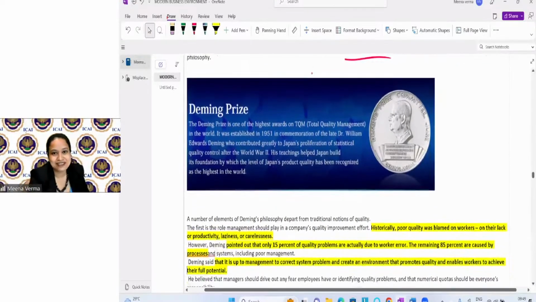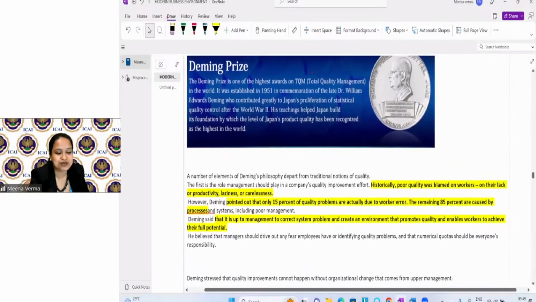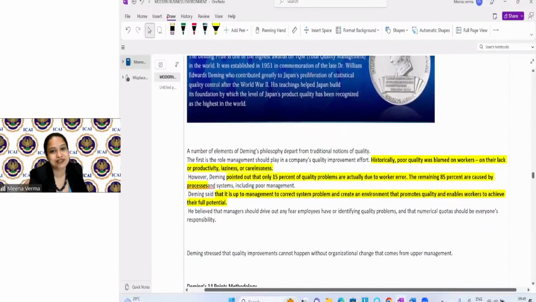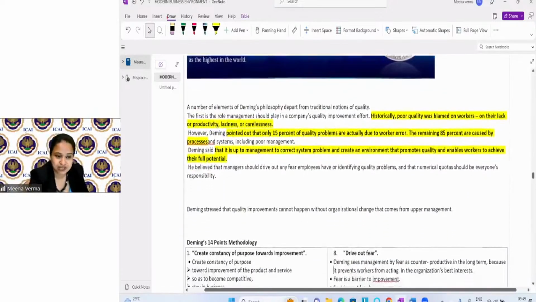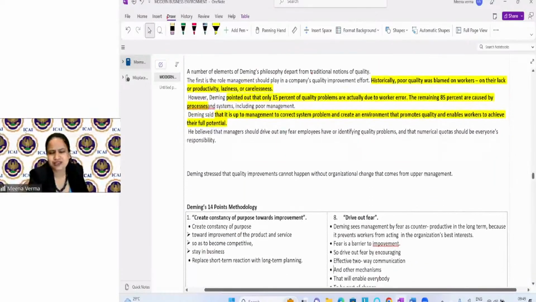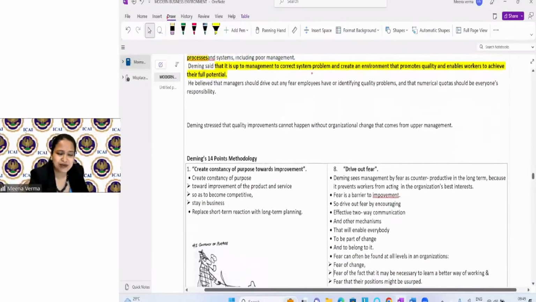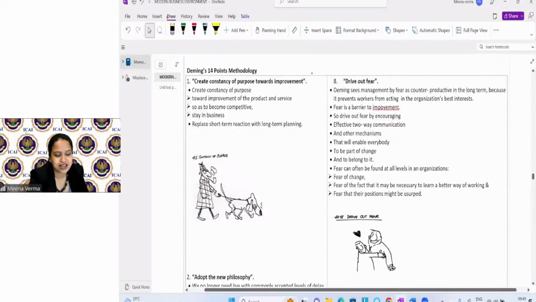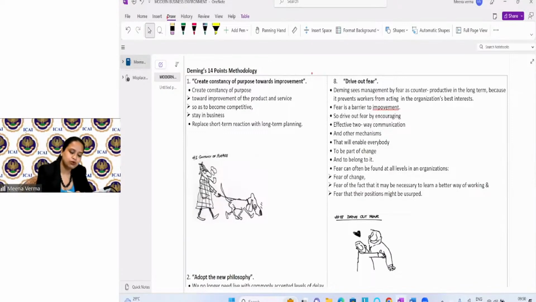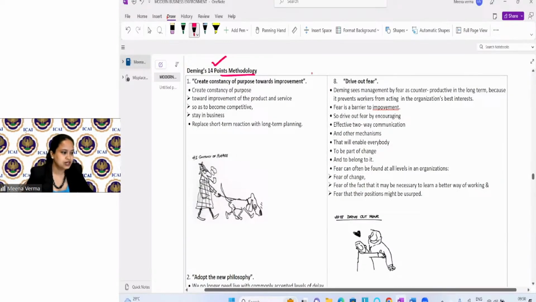Think about it: people in the US didn't recognize him, but the people in Japan recognize him so much. And you will find the strategy is so good. Sometimes it doesn't look realistic, but I know they are actually very effective. Let's try to understand them. So W. Edward Deming has given us 14 points of methodology. What are these 14 points of methodology?